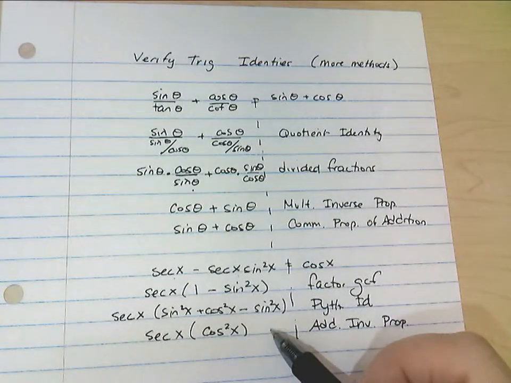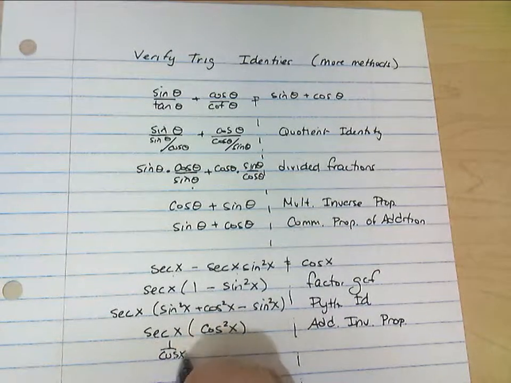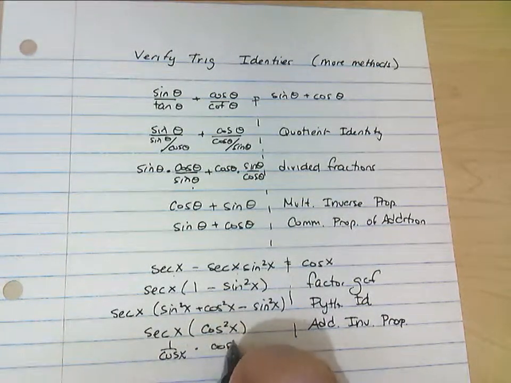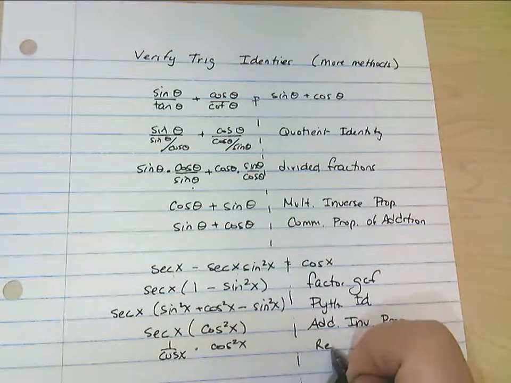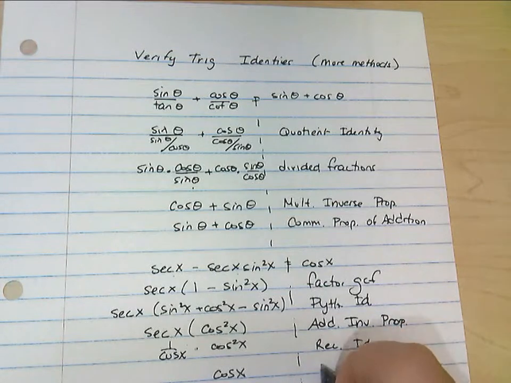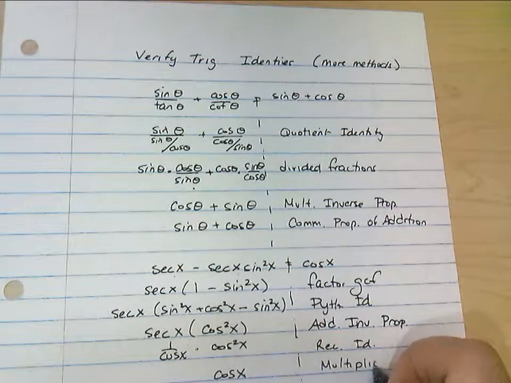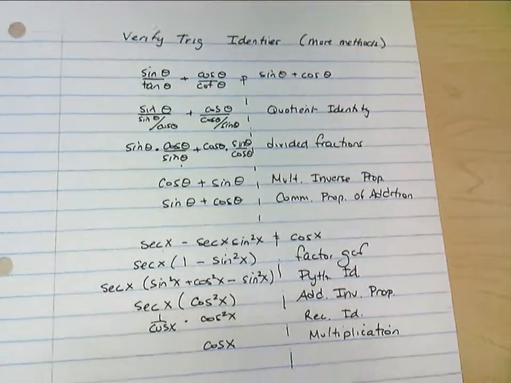Once again, keep looking back to what I want to get to. I want to get to cosine x, and I'm almost there. Secant x is going to be 1 over cosine x, and it's being multiplied by cosine squared x. So I use the reciprocal identity to replace secant x with 1 over cosine x. Now when I multiply 1 over cosine x times cosine squared x, I'm left with cosine x. And that is a multiplication. You could break it apart and call it also the multiplicative inverse property. So that one's done.